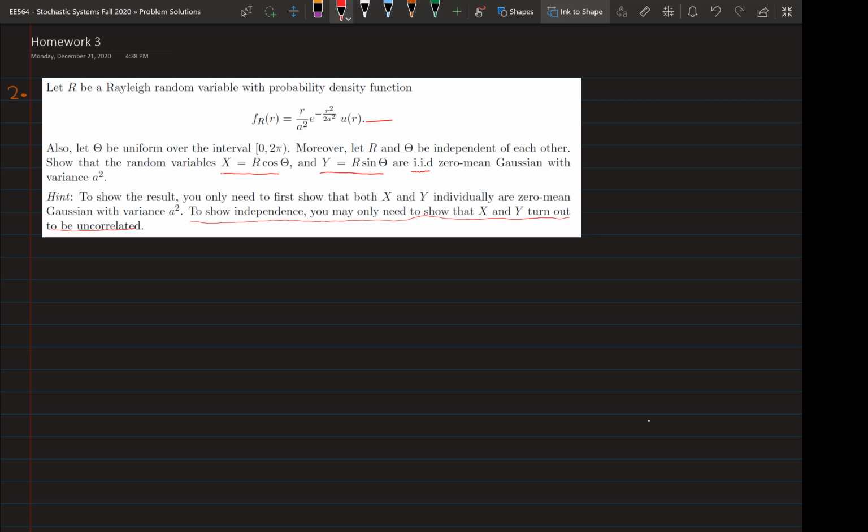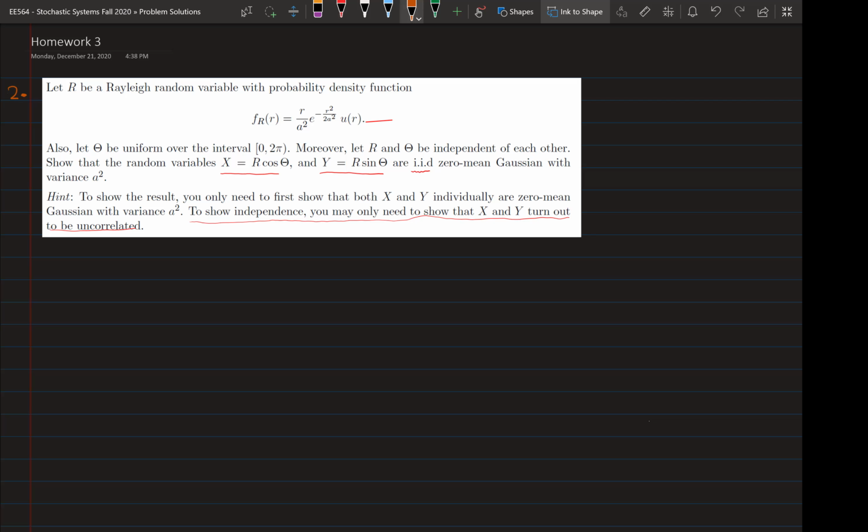Nevertheless, the first thing I'm going to do is try to prove that x is Gaussian with zero mean and variance sigma squared, and y follows the same distribution. And then I'm going to have that discussion about independence between x and y. The first thing I'm going to show is that x and y indeed turn out to be uncorrelated, but then we're going to debate whether that uncorrelatedness is enough to prove independence or not. And I'm going to try to argue that that's not enough. So that means we need something else to show independence.